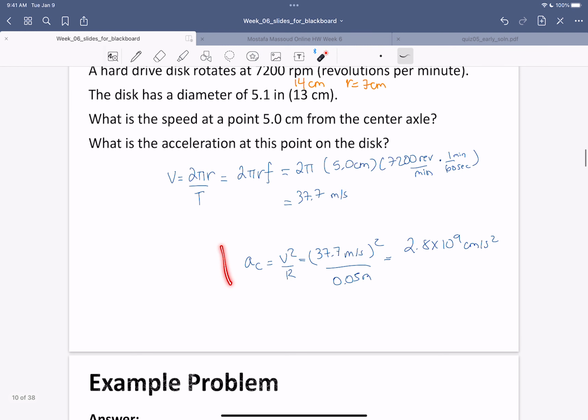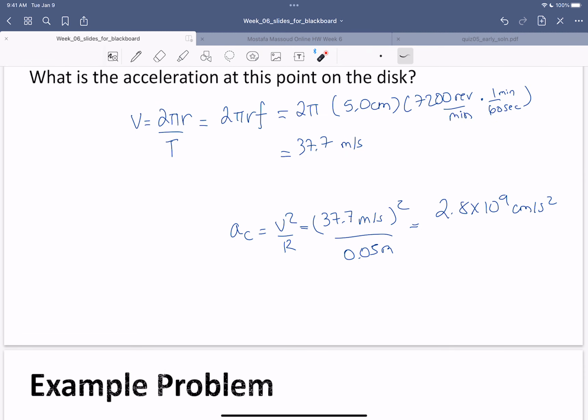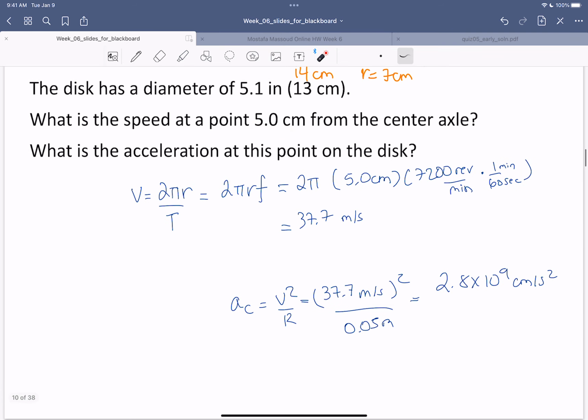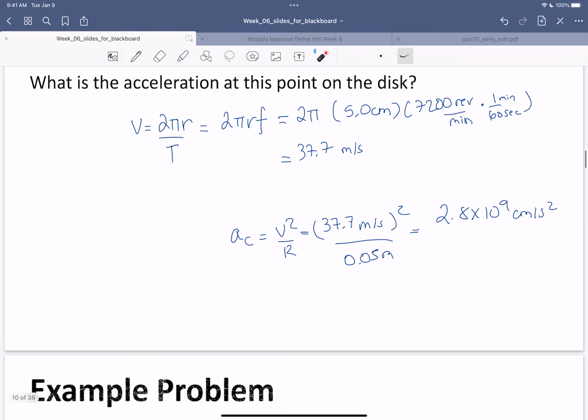Now, if we're asking about acceleration, we know that centripetal acceleration is going to be v squared over r. So we just take our linear speed that we traveled at, square it, and divide by our radius that we're interested in, and that was 5 centimeters, not the 7, just the 5. And then that way we can get our centripetal acceleration.